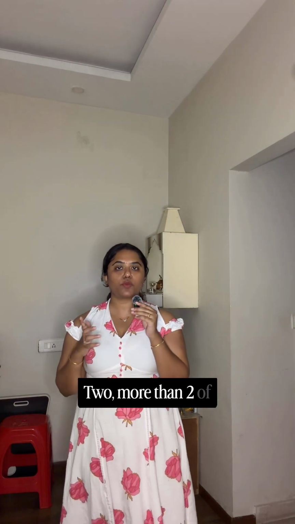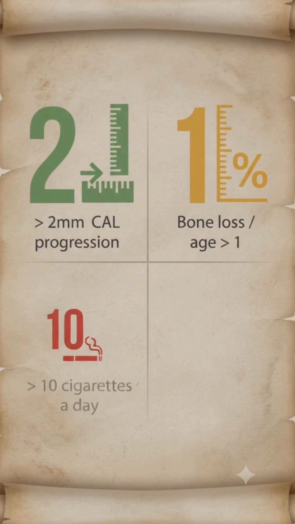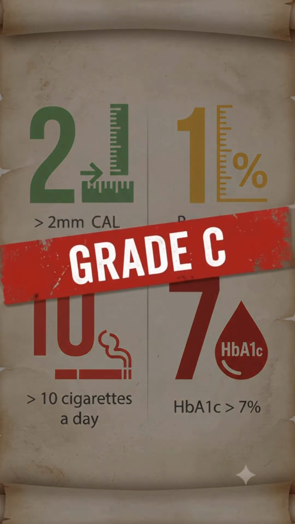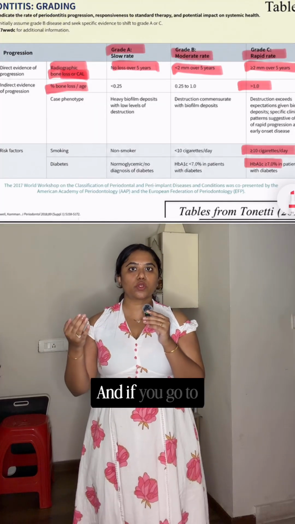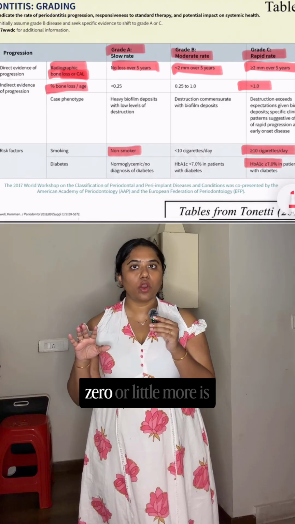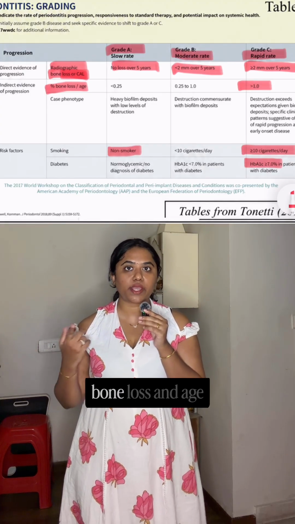2: more than 2 mm of clinical attachment loss, and percentage of bone loss per age is more than 1. More than 10 cigarettes per day, 10. HbA1c level more than 7. All these features belong to grade C. And if you go backwards and lower the number, it is grade B, and almost 0 or a little more is grade A.